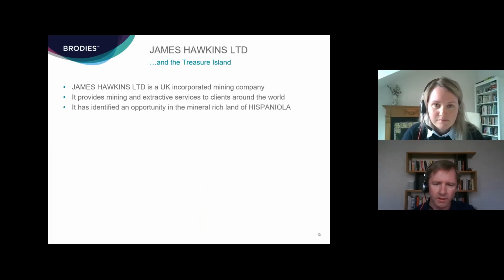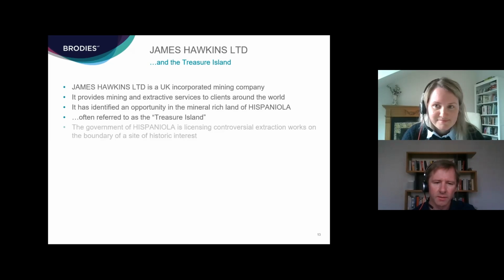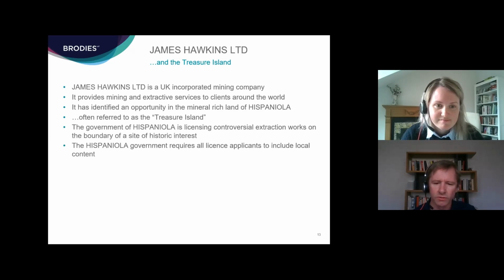It's identified an opportunity in the mineral-rich land of Hispaniola, and that's often referred to as the Treasure Islands, that mythical land of Hispaniola. The government of Hispaniola is licensing controversial extraction works on the boundary of a site of historic interest, and the government is requiring all license applicants to include local content. So James Hawkins here has identified a local mining operator, Ben Gunn Incorporated, as its preferred partner.